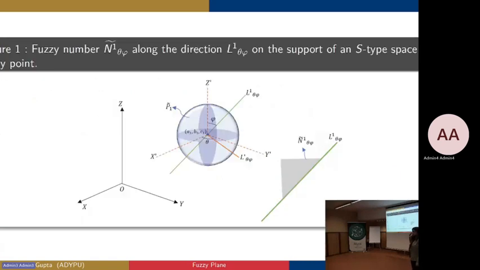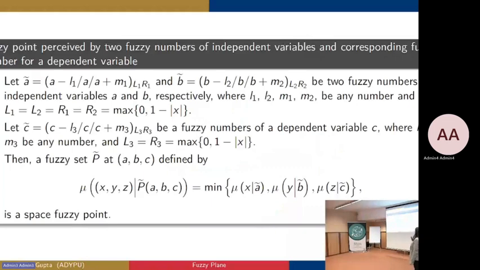Okay, this is the geometrical visualization. Suppose there is a space fuzzy point whose support is spherical, and suppose there is any line through the core point; there always exists a fuzzy number along it. So any space fuzzy point can be visualized as a collection of fuzzy numbers. Now we have perceived a fuzzy point when two fuzzy numbers for the independent variables and a corresponding fuzzy number for the dependent variable are given. Suppose a tilde, b tilde and c tilde are three fuzzy numbers; then the fuzzy set defined by this expression is a space fuzzy point.